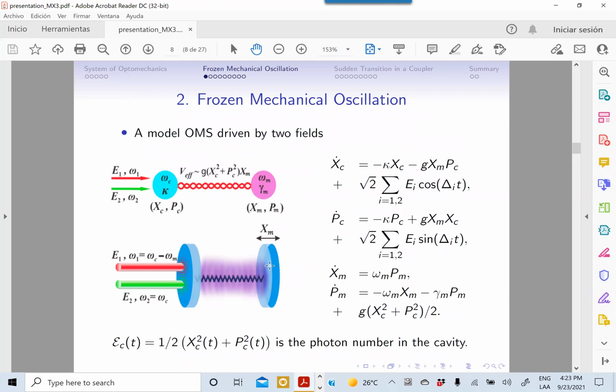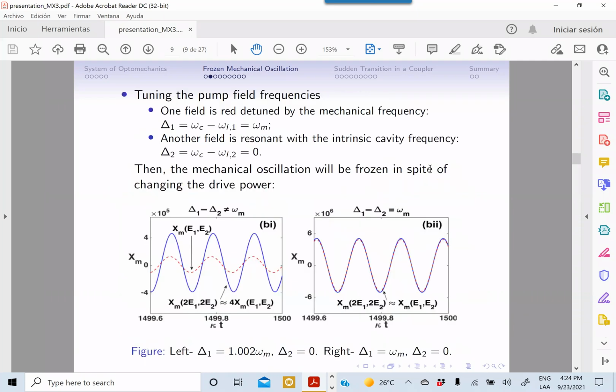If you look at these two drives, if the drive EI is doubled, we have totally 4 times the external drive field. So the response of XP, XM, and PM will be increased by 4 times. The displacement XM will be increased by 4 times. It's just like a linear system. It means that the nonlinear term G takes no effect. This is quite weird to us at the beginning.